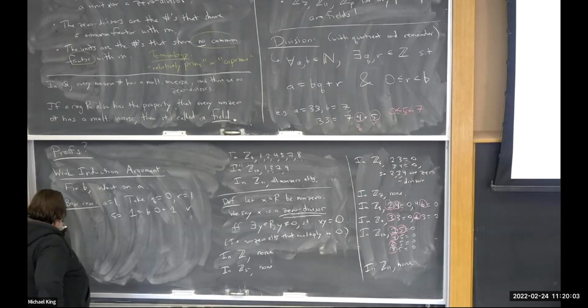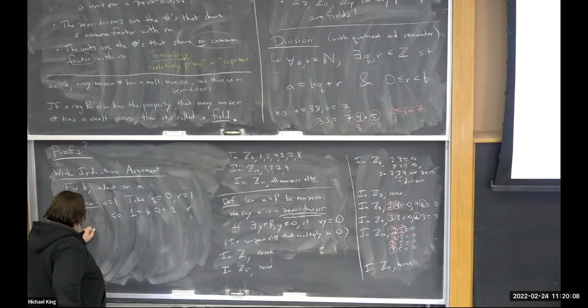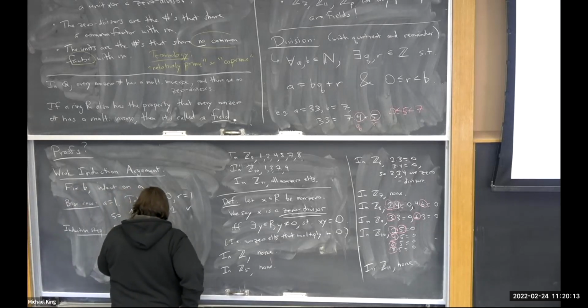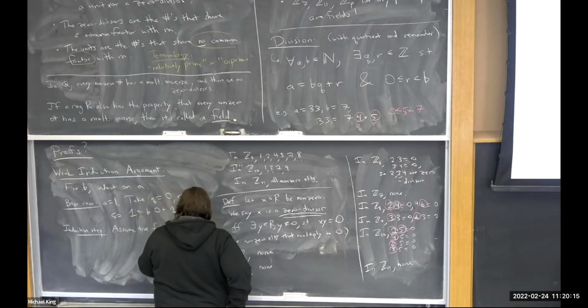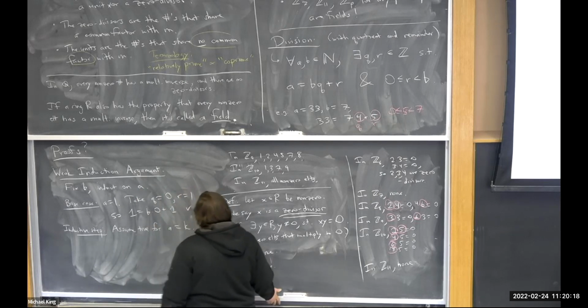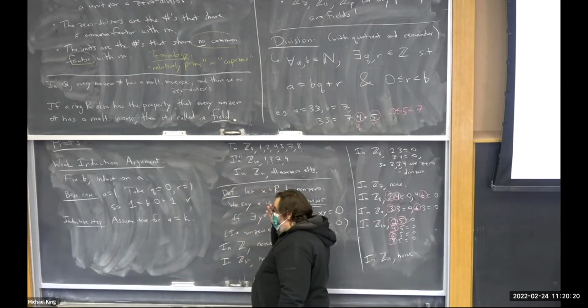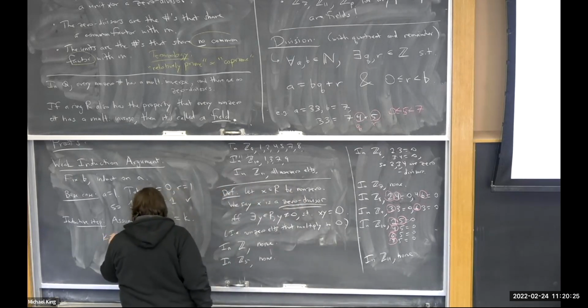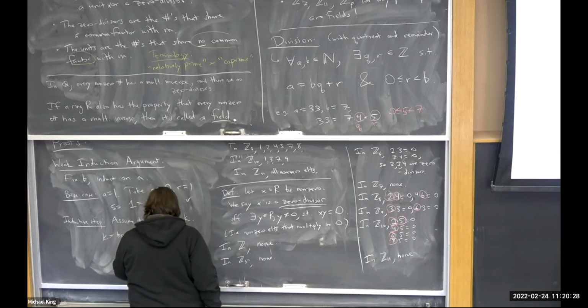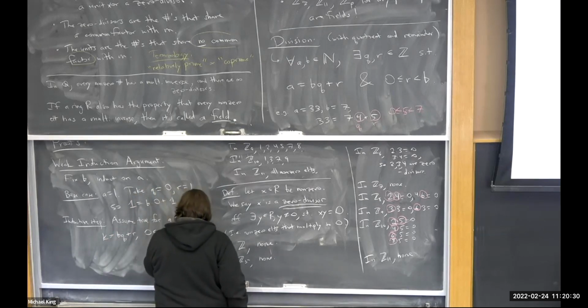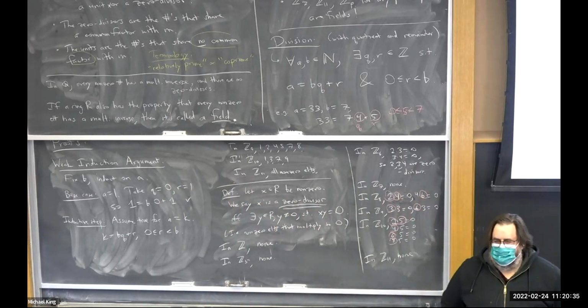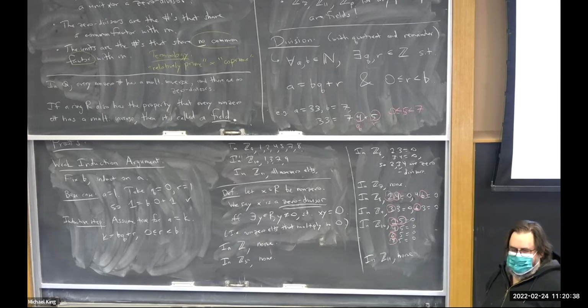And you could do it for 2. But the inductive step: you assume it's true for A equals K. But that means that K equals BQ plus R, right? So what happens when you add 1? There's a couple cases to think about.